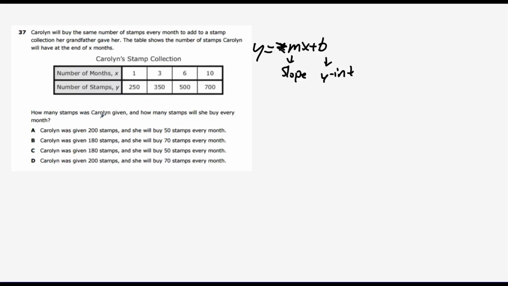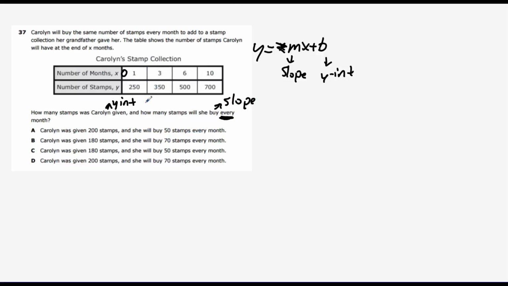It says, how much was she given? What you're given, if someone gives you something to start your collection, this is where you began, right? So it's asking, how much did she have at 0 months? So it's asking for the y-intercept. And when it says, how many will she buy every month? Here's your keyword, every. This is a rate. So a rate of change is just a fancy way of saying slope. So it's asking you, what is the slope? What is the intercept? Which are things we can find.